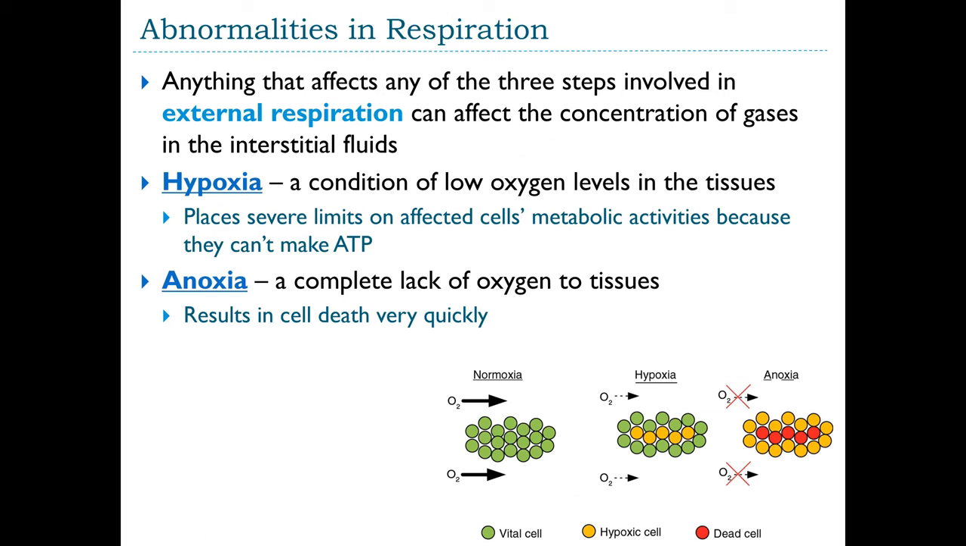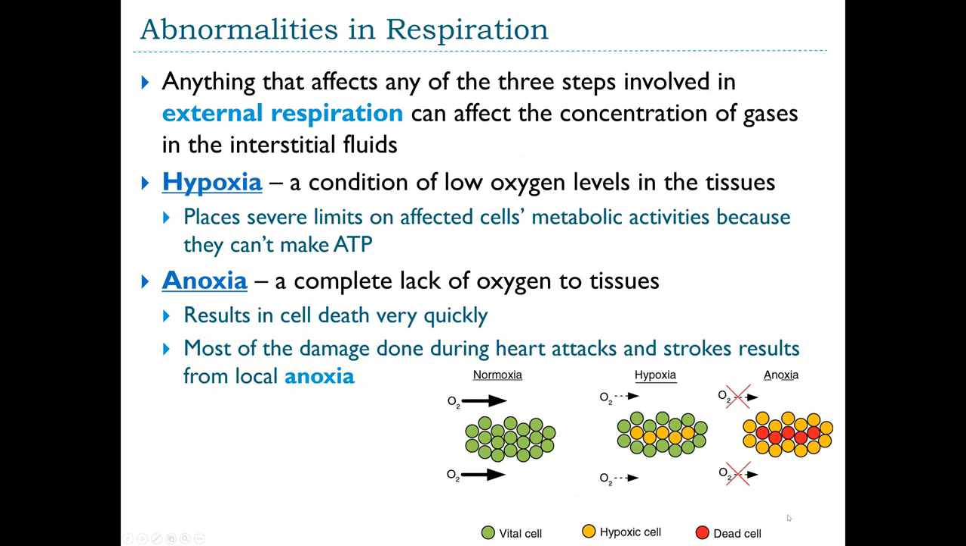So here's a little illustration for you. The condition of normoxia would be normal oxygen levels and all the cells are happy, shown by green. Hypoxia would be a reduction in delivery of oxygen to the tissues, and some of the cells are going to become hypoxic, which means that their functions are going to be limited. And then in the case of anoxia, which is a complete absence of oxygen, you start getting cell death, which is shown by the red circles. Most of the damage done to the heart muscle during heart attacks and to the brain during strokes is actually a result of local anoxia, when those cells have a complete cutoff of their oxygen supply.